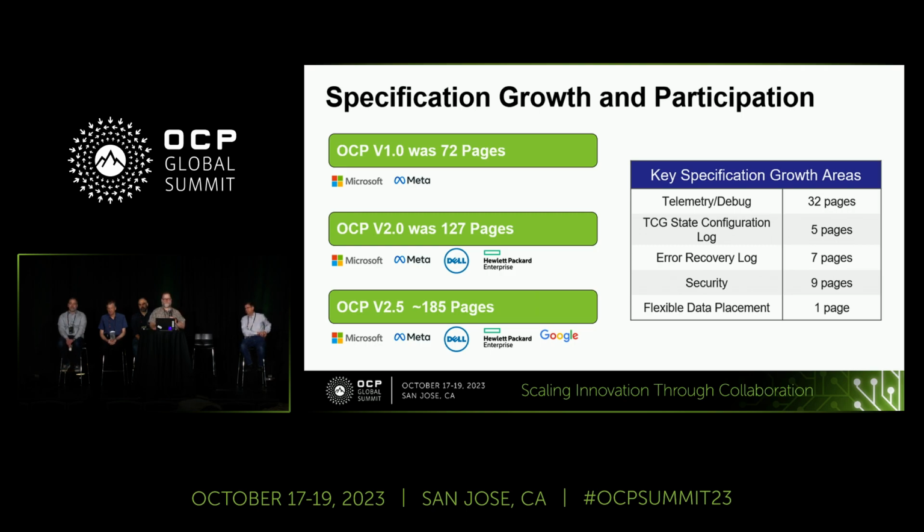Some of the key specification growth areas: obviously we've already talked about the telemetry debug stuff, which added 32 pages. It's very dense and really interesting, and as Mike went through, the whole structure is about making it very flexible so that we can get vendors implementing it and rapidly do debug both during development and in the field, in the fleet.